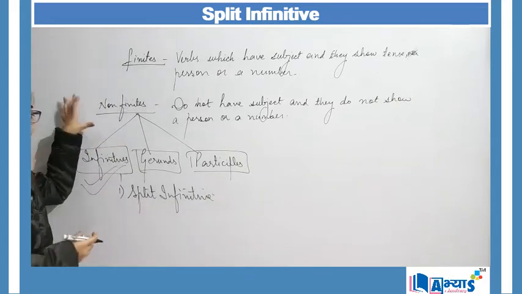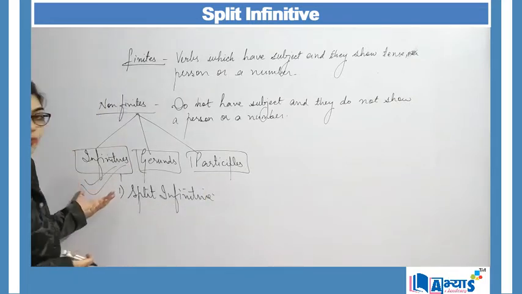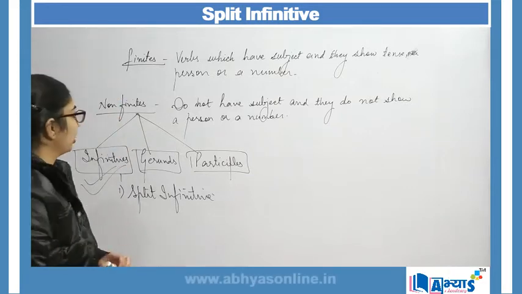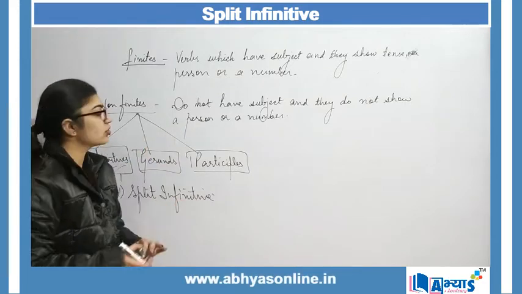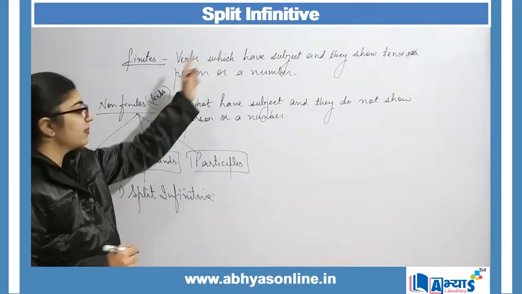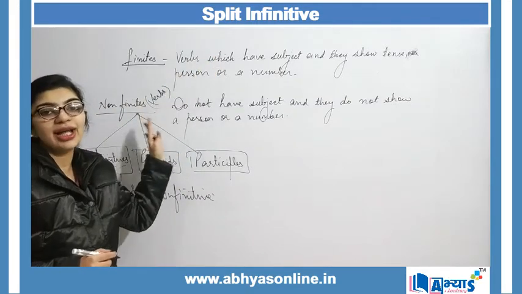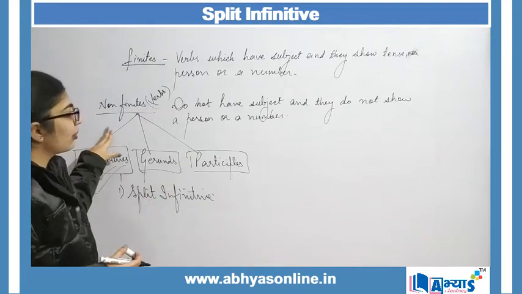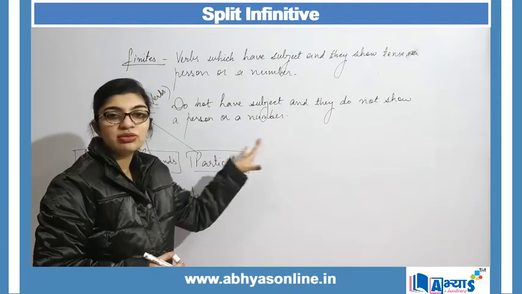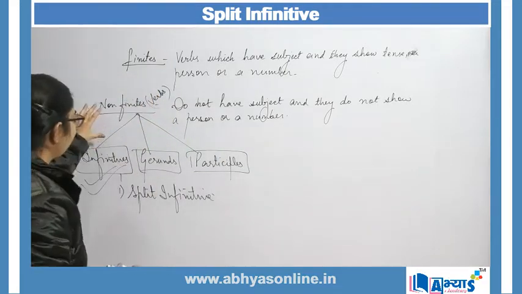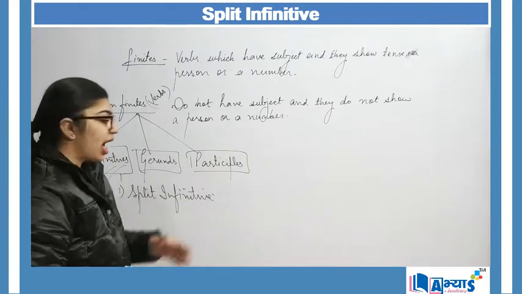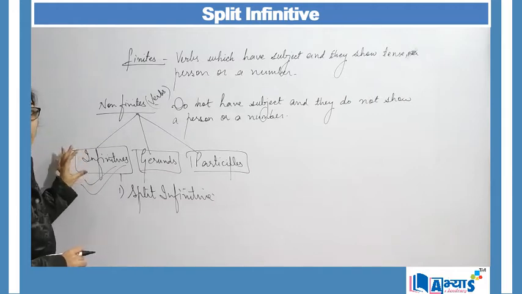So this is the basic chart of non-finites. Because the topic infinitives is under non-finites, we will just pay attention to non-finites for a time. Non-finites are also verbs. Finites are also verbs and non-finites are also under the category of verbs, but these are all those verbs which have no subject and they do not show any person or a number. Here they are categorized as infinitives, gerunds and participles, out of which today we will be focusing on infinitives.